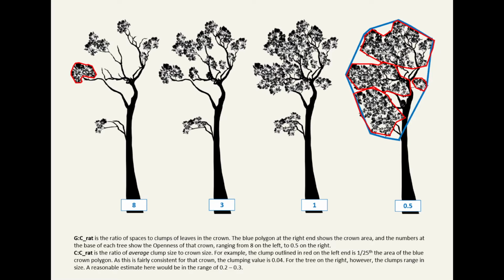The next question is the size of the clumps, and again we measure that as the ratio of that clump size to the size of the canopy, and in this way it scales as the tree grows. We work with the assumption that the clumps stay at a continuous scale in relation to the size of the tree canopy.